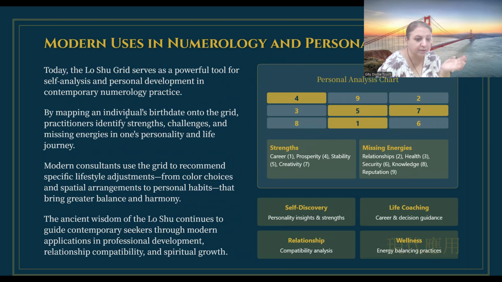By mapping an individual's birth date on the grid, practitioners identify strengths, challenges, and missing energies in one's personality and life journey. Modern consultants use the grid to recommend specific lifestyle adjustments, from color choices and spatial arrangements to personal habits that bring greater balance and harmony.